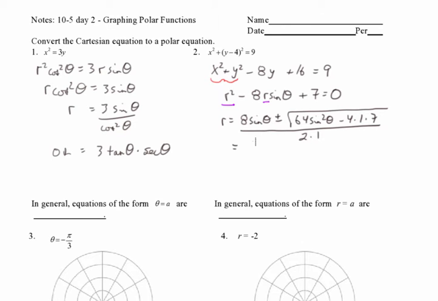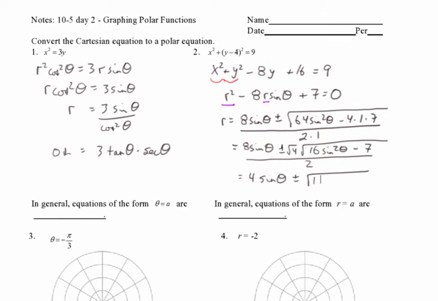We can see we can factor out a 4 there, so let's go ahead and do that. So we'll have 8 sine theta plus or minus the square root of 4, and then we'll still have 16 sine squared theta minus 7, all divided by 2. And then now we can do that dividing by 2, so we'll have 4 sine theta plus or minus the square root, the 4 is gone, 16 sine squared theta minus 1. Now we have solved that equation for r, and that's it. Let's look at the next question.